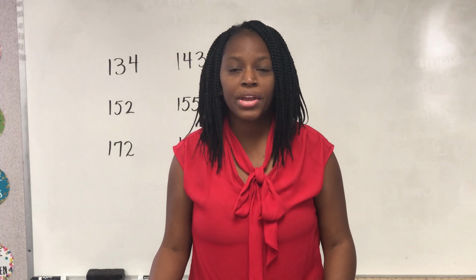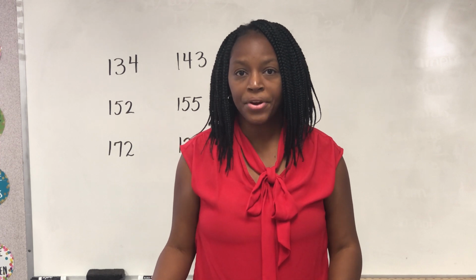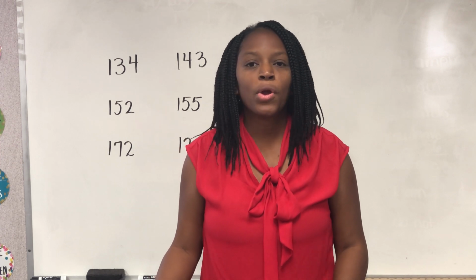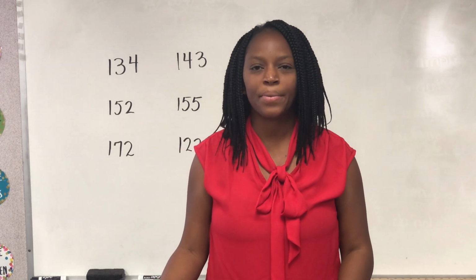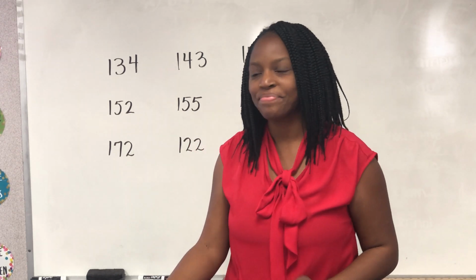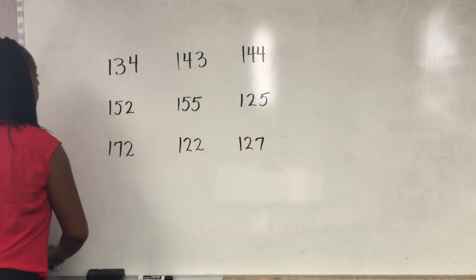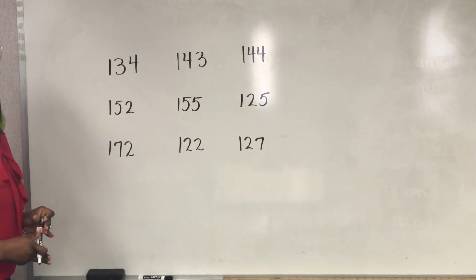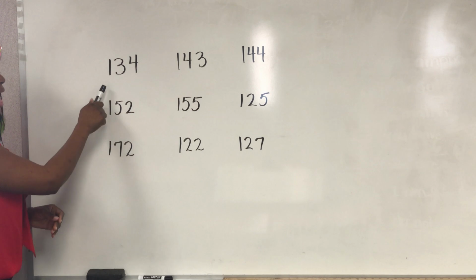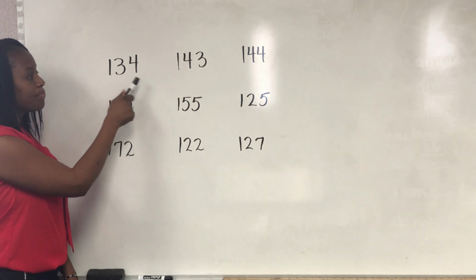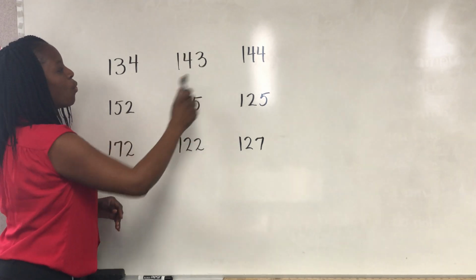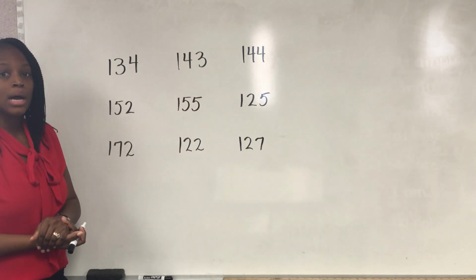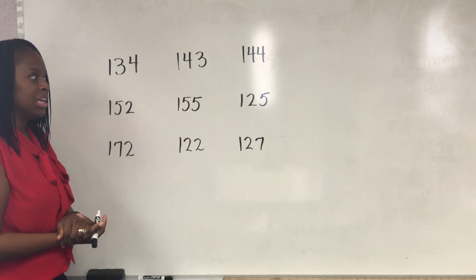Boys and girls, we're going to review our greatest number and least number. We're going to circle the greatest number and underline the least number. Let's take a look at my board. We have a set of 3 numbers. We have 134, 143, and 144. We're going to be comparing our numbers to see which one is greater.